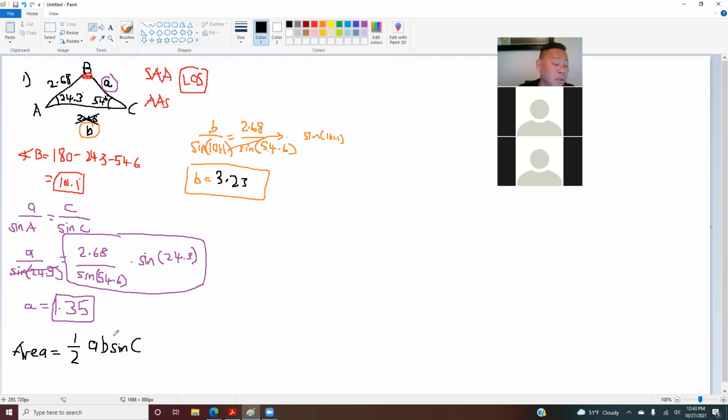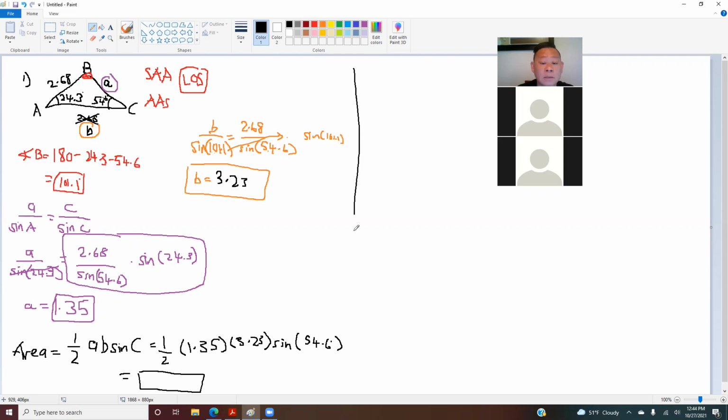Okay, so if you want to do this, you can just plug it in. So 1/2 times A is 1.35. B is 3.23 that you just found here. And then sine C, C in this case is 54.6 degrees. Just use your calculator. I think you guys know how to use your calculator here. And that will be your answer. So go ahead, use your calculator and figure this one out.